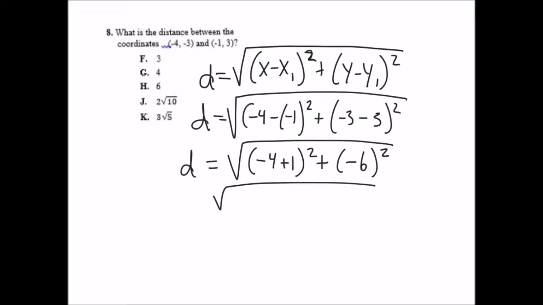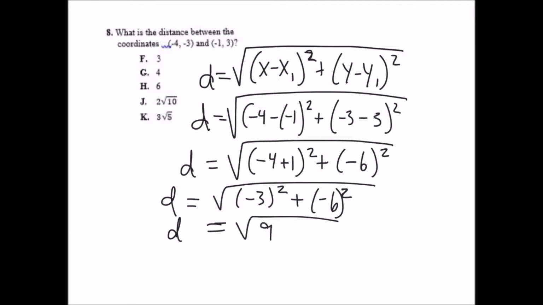Keep going with that work. -4 and a +1 is -3 squared plus -6 squared, which equals the square root of 9 plus 36, which equals the square root of 45. Now the problem is you're not going to see the answer there, and so you have to simplify given what you know about this square root of 9 plus 36, or the square root of 45.